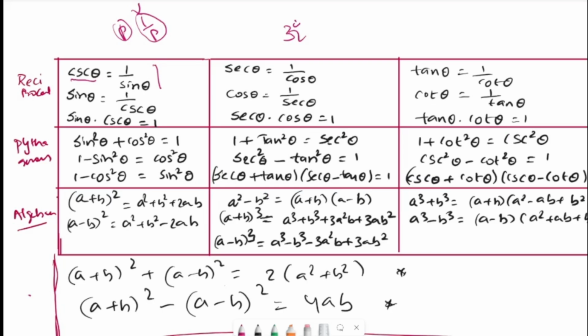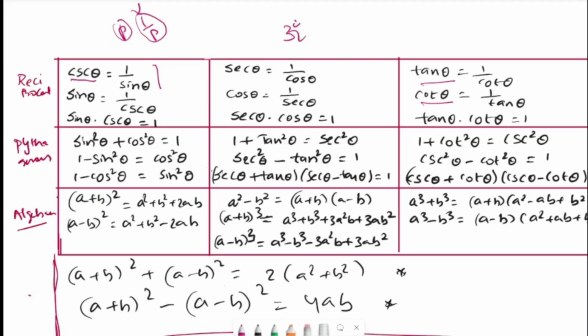Let's remember that. Likewise, secant and cosine, when you multiply, become 1. Tan and cot multiply to become 1. Cot is the reciprocal of tan. Now, recall the Pythagoras theorem: sine square plus cos square is 1. We derived this using Pythagoras. If you rearrange the terms, 1 minus sine square is cos square, 1 minus cos square is sine square, and 1 plus tan square is secant square, so secant square minus tan square is 1.